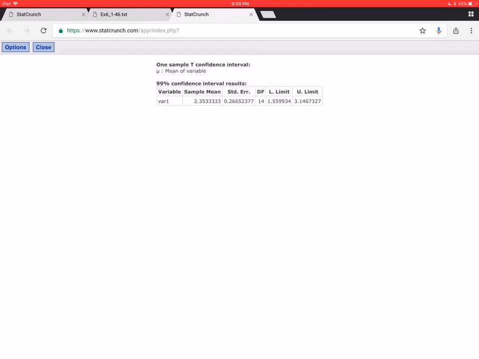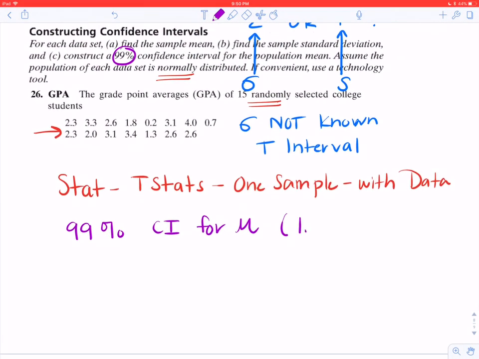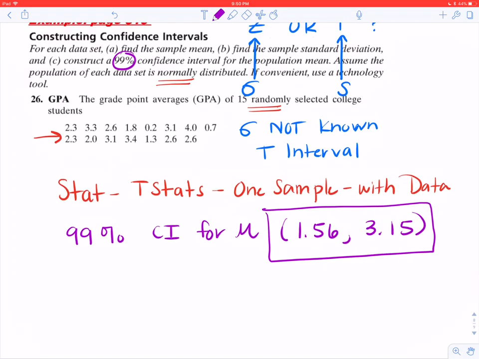So I'm going to pull that first. The confidence interval, the lower limit would be rounded 1.56, and the upper limit would be rounded 3.15. All right, now that's the main thing that I wanted here, was an estimate for the population mean. But I was asked for a couple of additional pieces of information here.